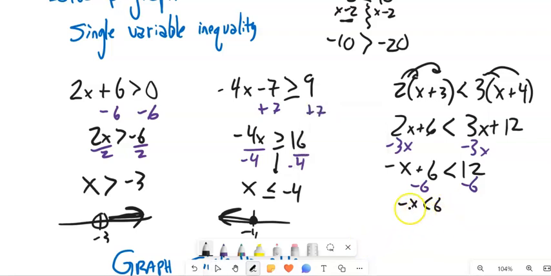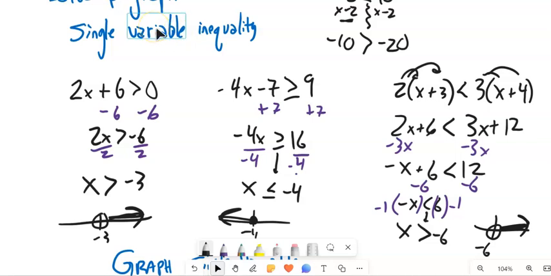But now, since that's a negative x, I want it to be a positive x. I could either multiply both sides by negative 1 or divide both sides by negative 1. It would have the same effect. And if I do that, notice this now becomes a positive x. This becomes a negative 6. And since I multiply by a negative, that switches. So negative 6 is here, open, going to the right.